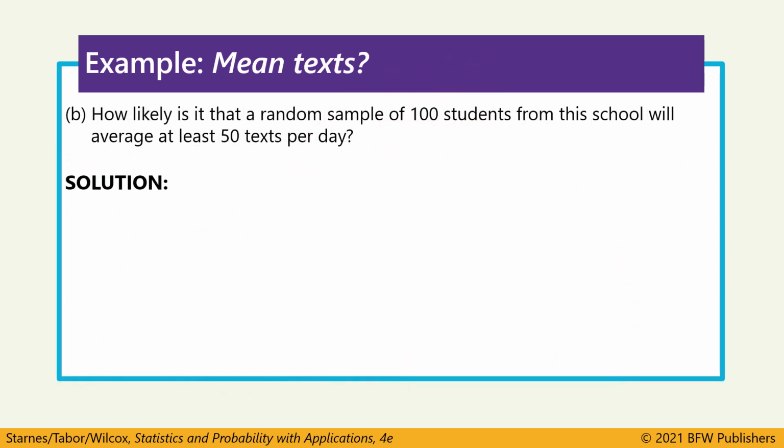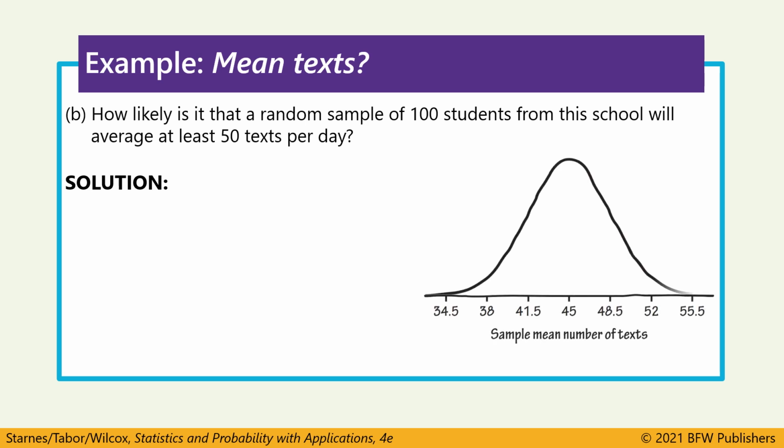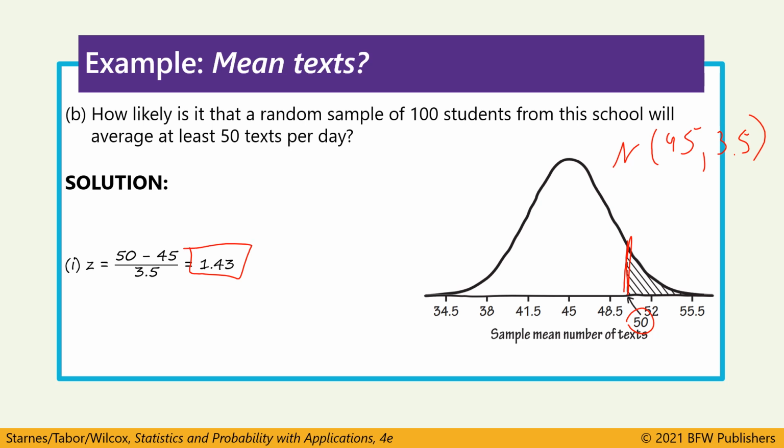Now, using that information, how likely is it that a random sample of 100 students from this school will average at least 50 texts per day? We're going to go ahead and draw our normal curve with 45 right in the center and a standard deviation of 3.5 texts. And then we can go ahead and calculate a z-score for 50. So our z-score is 1.43. We looked that up in the table. Remember, the table is going to give us the value to the left there. So we need to do 1 minus to get our answer, 0.0764.